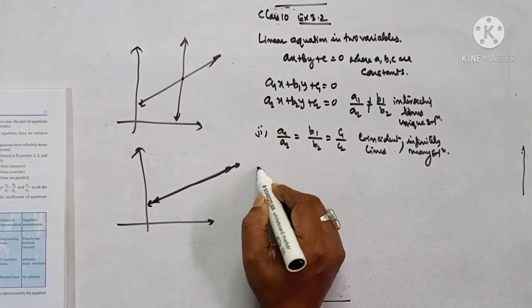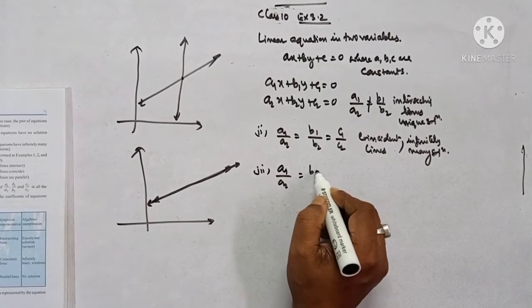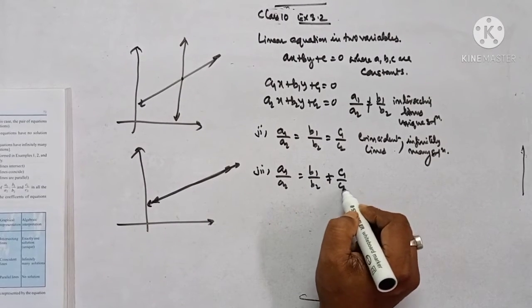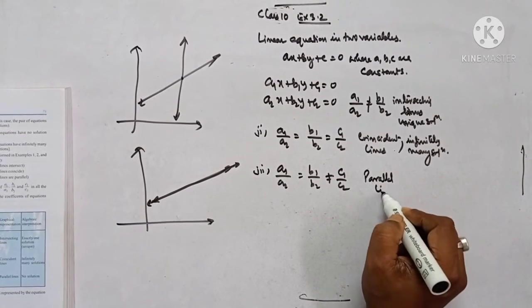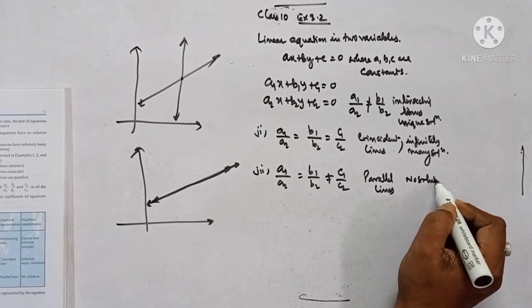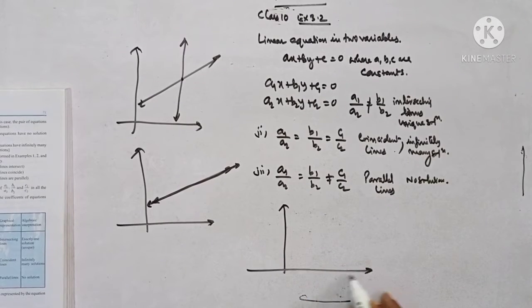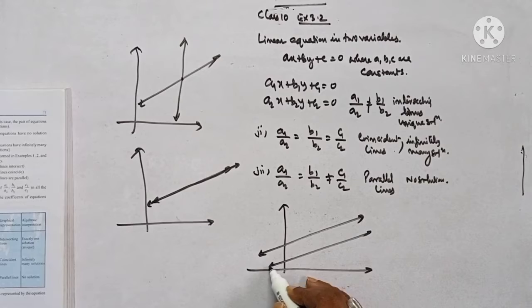And for the third case, if a1 by a2 is equal to b1 by b2, not equal to c1 by c2, then they are parallel lines and there is no solution. So the graph of this will be like this. They will be parallel lines and there will be no solution.